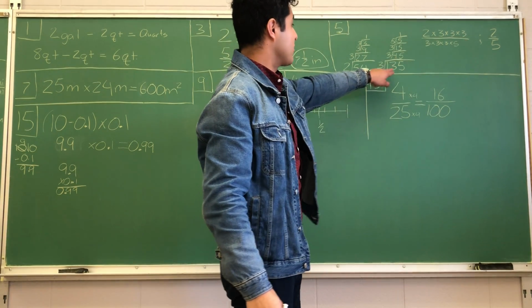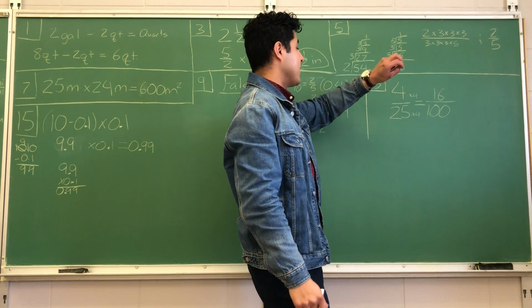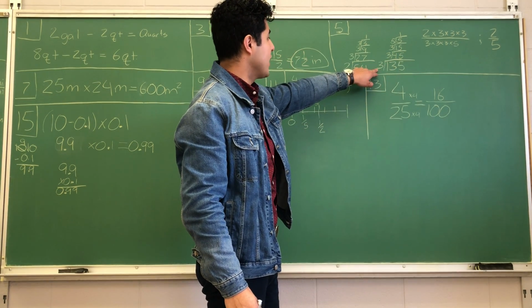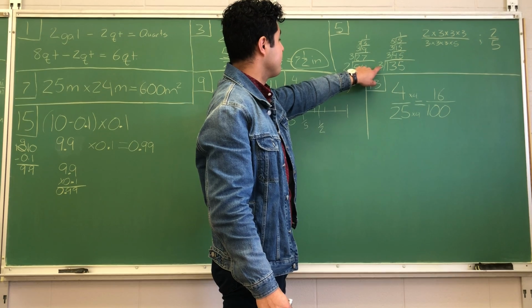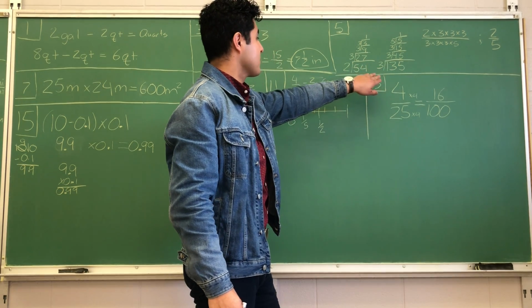Now, prime factorization of the denominator, 135. Go ahead and take the smallest prime number.